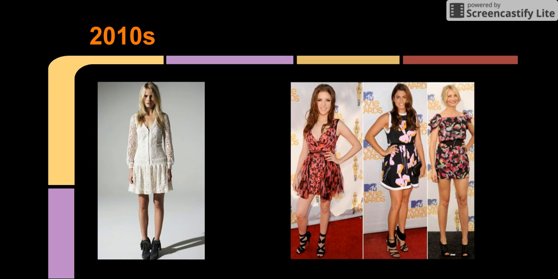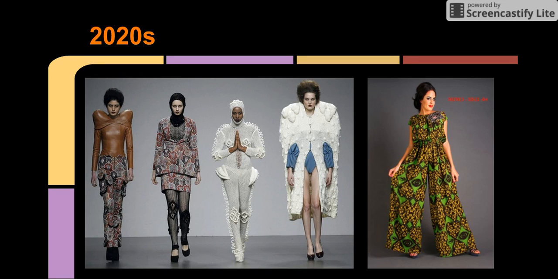2010, this is what we're seeing today. Lots of prints. You see a lot of skin, but it still can be very conservative. And this is the future.